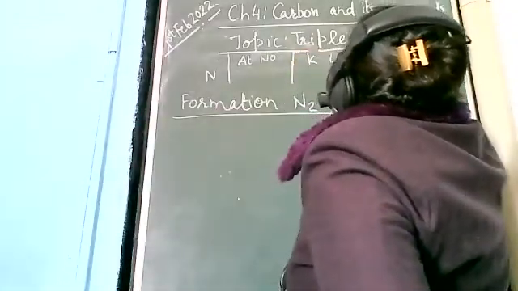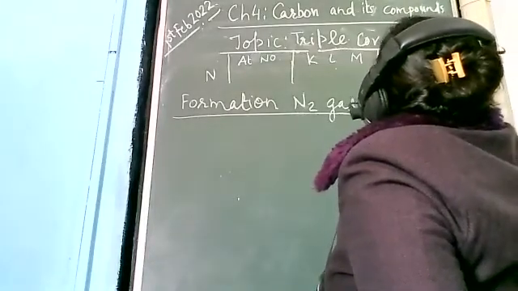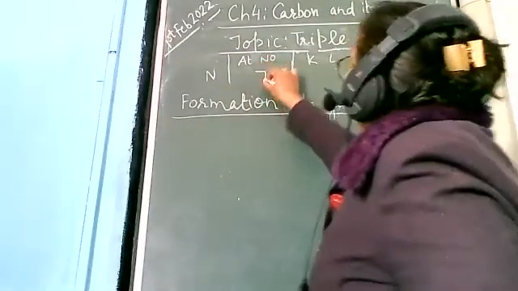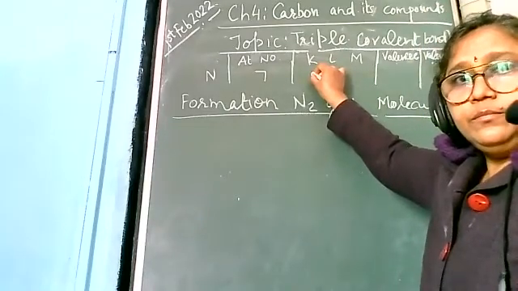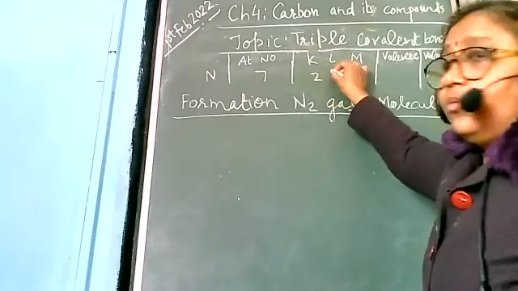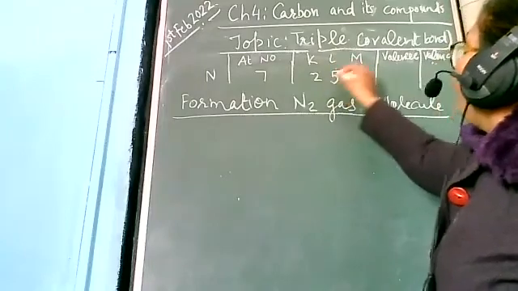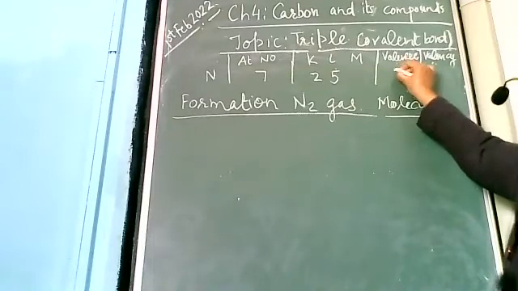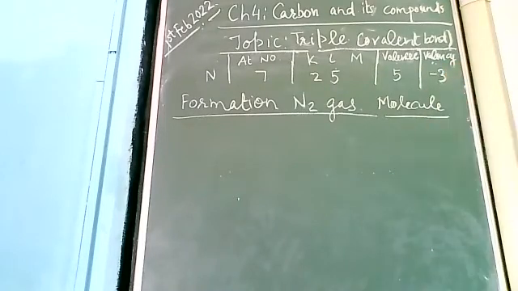7. जिससे मैं पूछूं वही जवाब देंगे बेटे, प्लीज. पुष्कर, what is the atomic number of nitrogen? 7. Yukti, what will be the configuration? 2, 5. Very good. Excellent. Valence electrons are? 5. Very good. Valency? Minus 3. It will be minus 3.